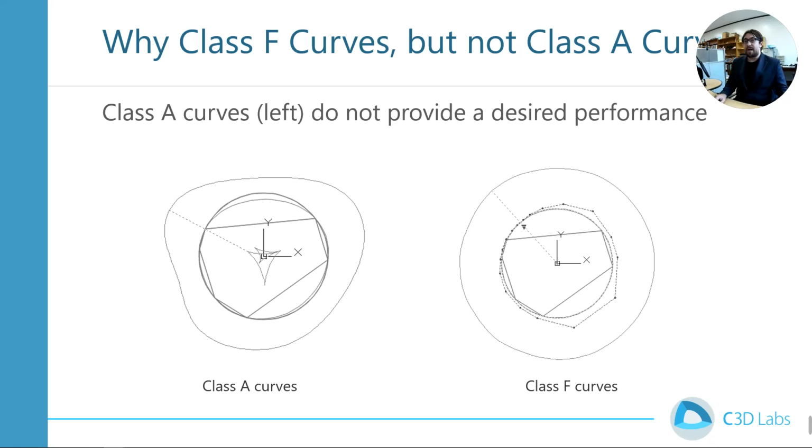The next question arises: why Class F curves but not Class A curves? As you can see from the given pictures, generating a B-spline from a given set of points on a circle by using Siemens NX software on the left and C3D FairCurveModeler on the right illustrates the difference between Class A and Class F curves. As can be seen, Class A curves do not provide the desired performance.